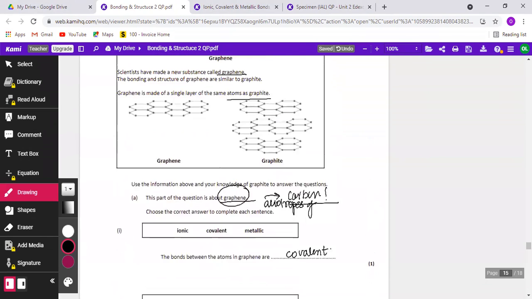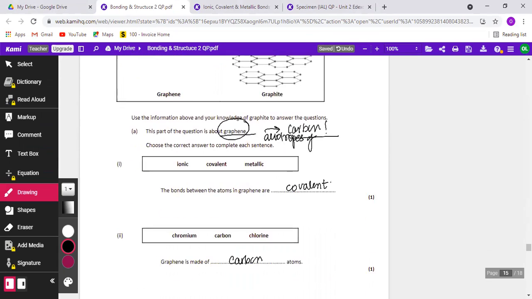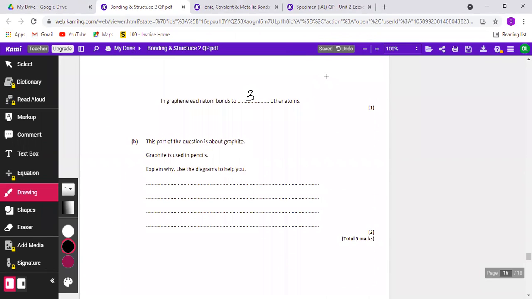Okay, suppose we consider this one. This atom is bonded to the adjacent one, so 1, then 2, and then to a third one. So how many atoms are there? Each atom is bonded to 3 different atoms. Correct.